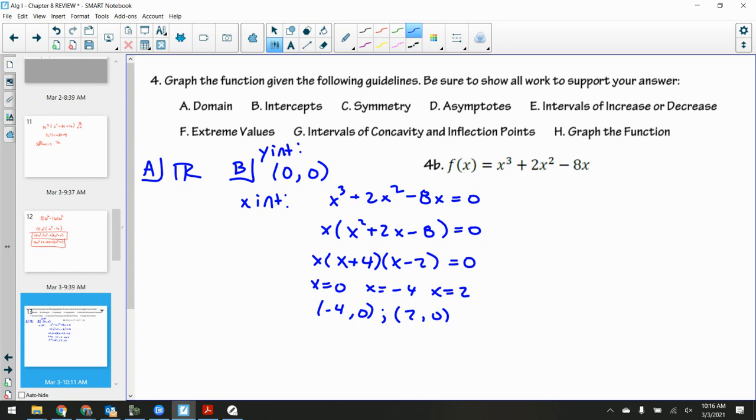All right, let's check for some symmetry. Remember, symmetry is plugging in negative x. So negative x to the third plus 2 times negative x squared minus 8 times negative x. And let's see what we get. Well, this would be a negative x to the third plus 2x squared plus 8x. Is there any symmetry? No, there's no symmetry.